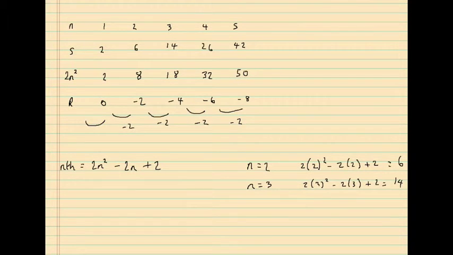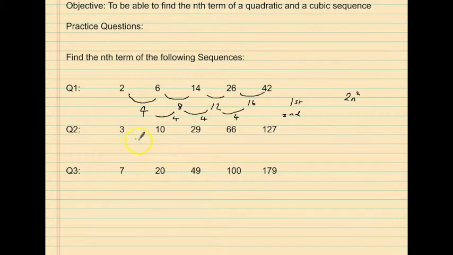Okay, let's go back now to our second question here. Same thing. Let's look at our differences first of all. We've got 7, 10 to 29 gives us 19, 29 to 66 gives 37, and 66 to 127 gives us 61. So again, first difference is not equal. So let's have a look at our second difference. 7 to 19 gives us 12, 19 to 37 gives us 18, and 37 to 61 gives us 24.